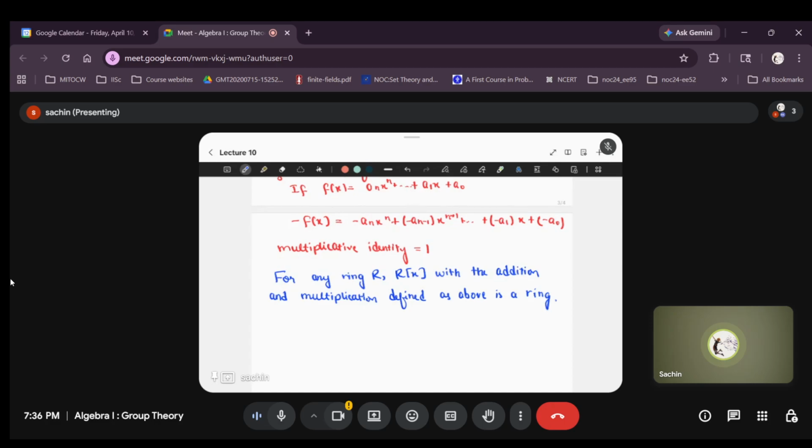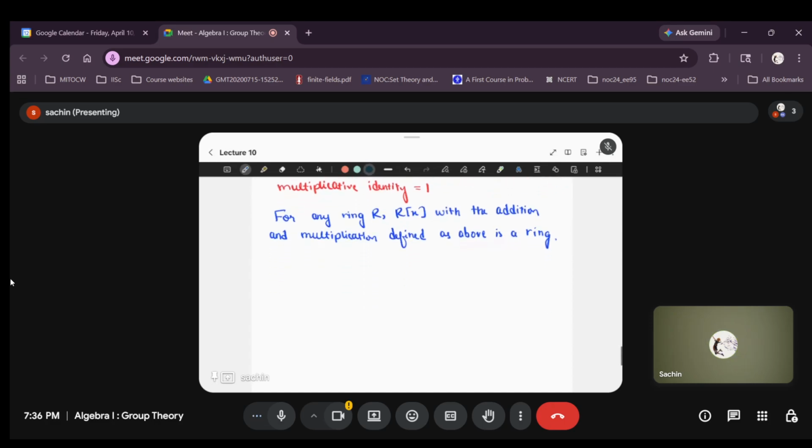Once you have this, you can then see R can be identified as a subring of R of X, containing all the constant polynomials.